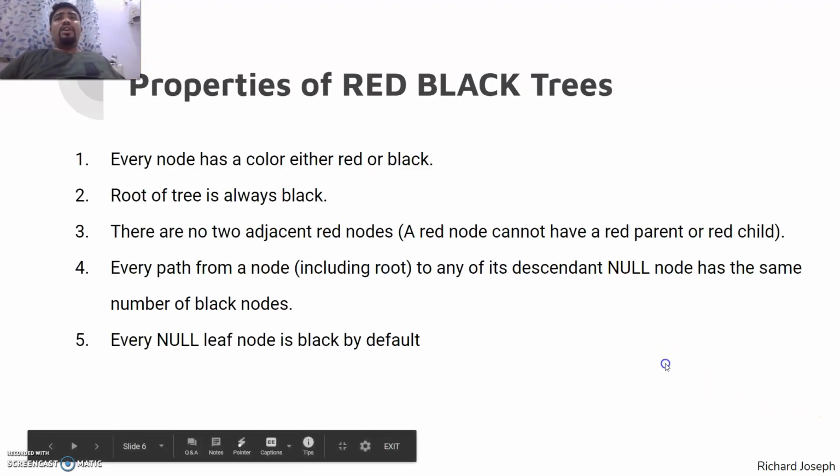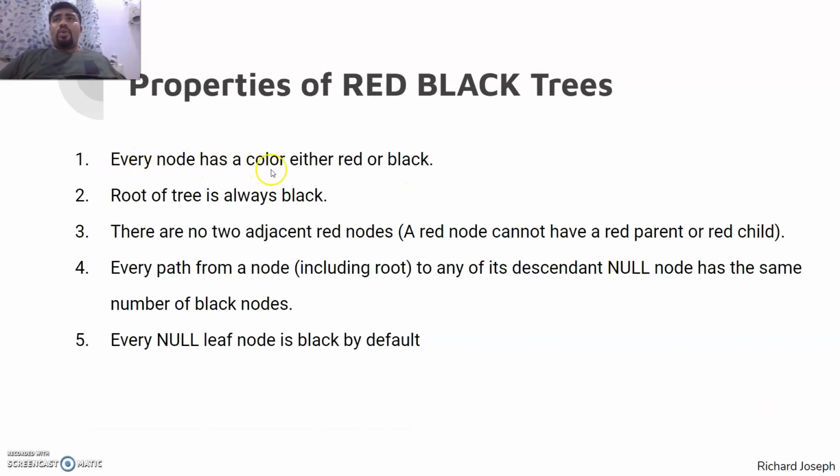So let's understand what a red black tree is. These are the properties: every single node in the red black tree has to have either a red color or a black color. So there are two colors, the red color and the black color. Now the root of the tree has to be of the black color.